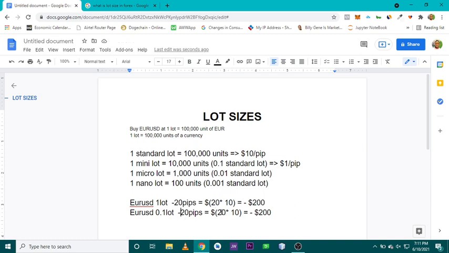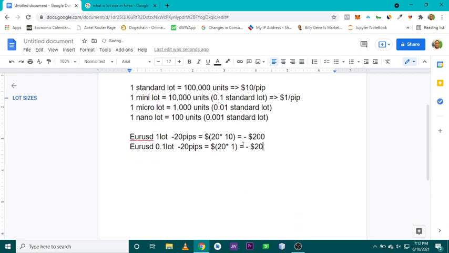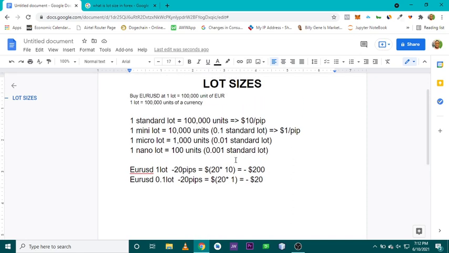We're not going to do 20 times 10 now, because it's not $10. It's going to be $1 per pip. We're going to be using 1, so that's 20 times 1. So if you're using 0.1 lot, you are going to be losing $20. Remember, the 20 here is the amount of pips you are either gaining or losing, while the other number depends on whether it's a standard lot or a lesser one.